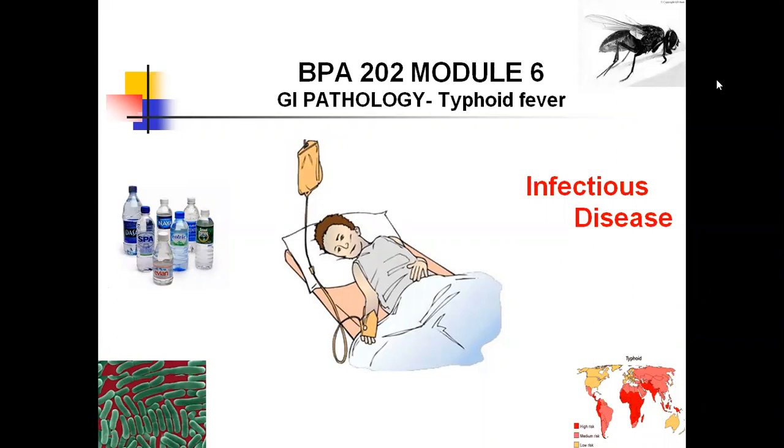In continuation to the last video, in module 6 GI pathology, typhoid fever. In this video, I will discuss the pathogenesis of typhoid fever. You already know that the main causative agents behind typhoid fever are Salmonella typhi, Salmonella paratyphi, Salmonella enterica, etc.